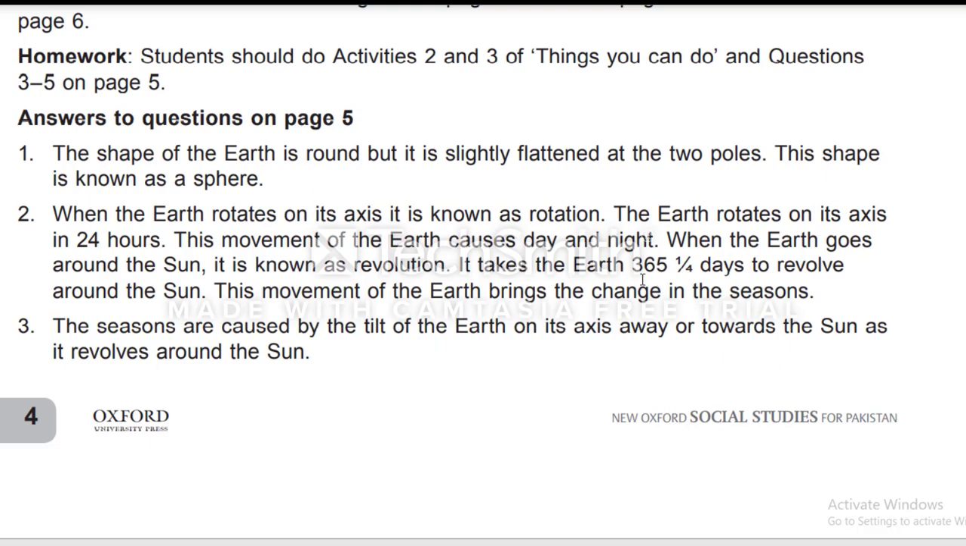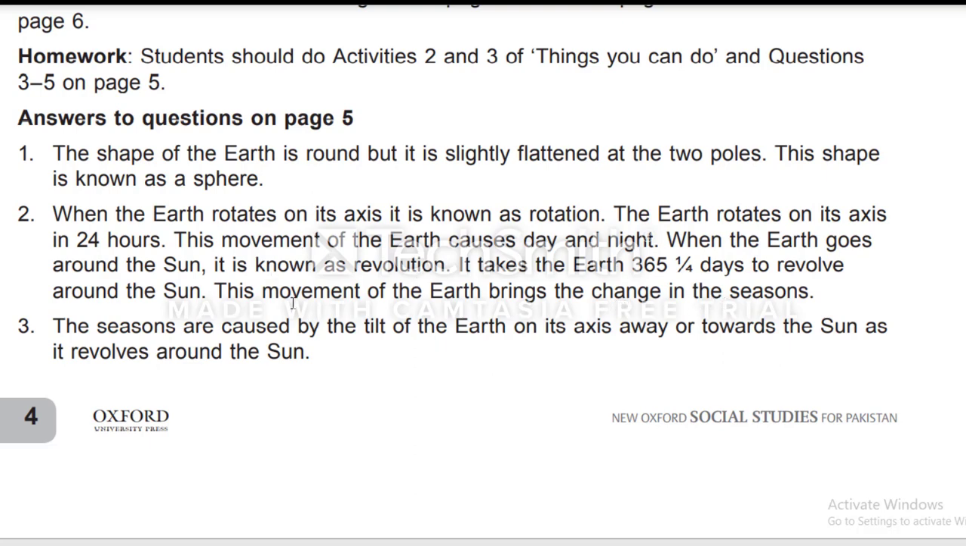It takes the earth 365 and a quarter days to revolve around the sun. This movement of earth brings change in seasons.